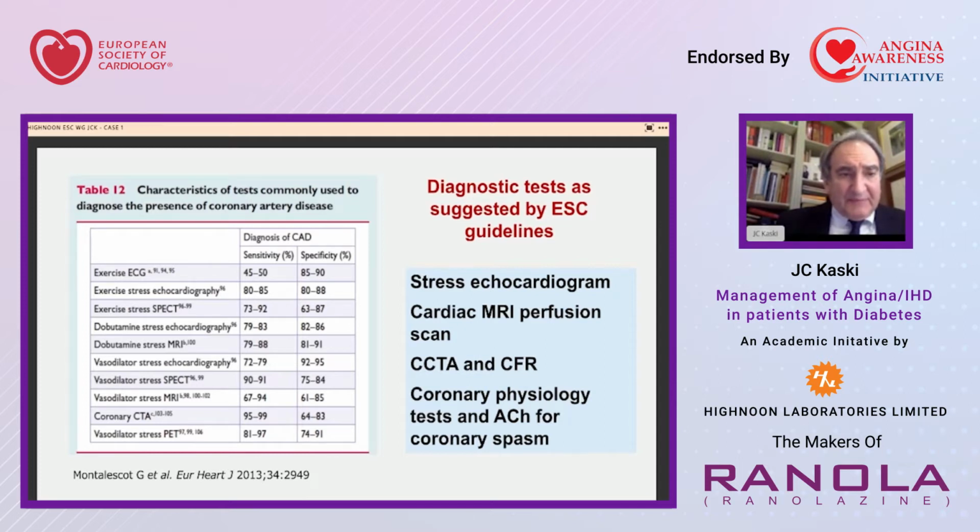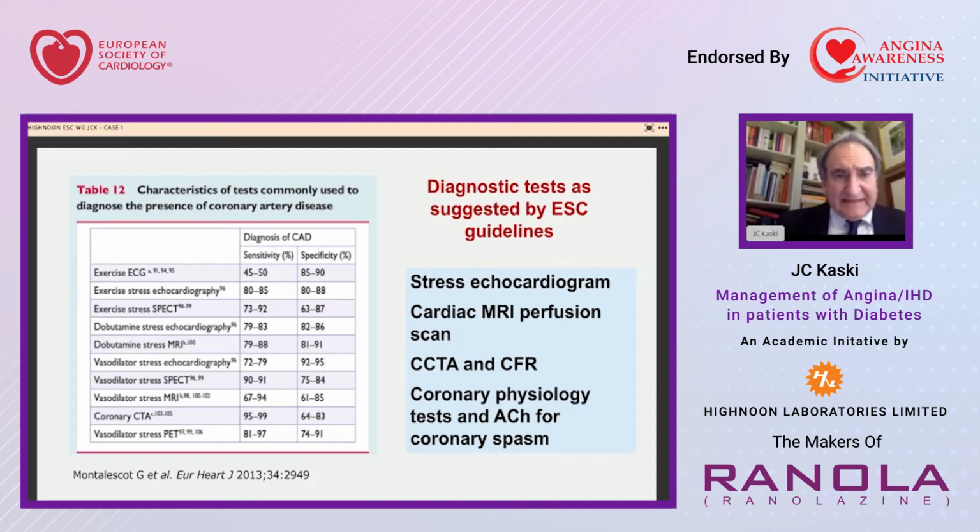Cardiac MRI perfusion scan is also quite sensitive and specific, and of course the other option, imaging directly with a computerized tomography, non-invasive to look at the anatomy itself. And I have added here something we normally do as a routine in patients in whom we want to rule out dynamic changes in the coronary arteries, which is coronary physiology test and acetylcholine injection during the angiogram. But in general, this is done in more sort of specialized centers.